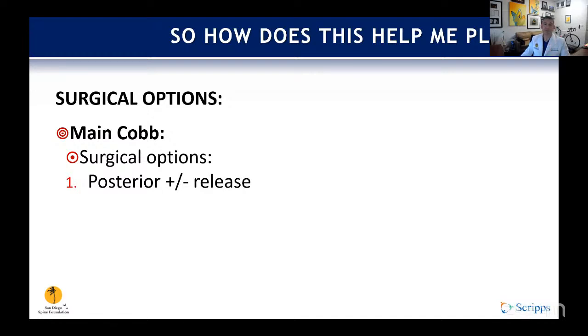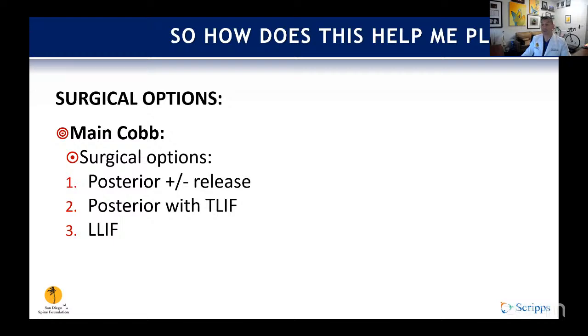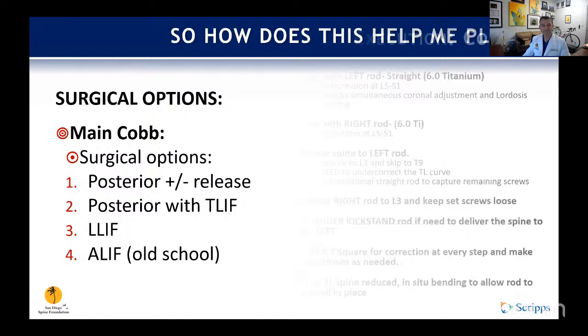I would say more commonly, these just need posterior releases. A lot of times they don't need anything from an interbody standpoint. Once you release the spine enough, you're able to position those bones in space. You can use things like TLIFs like we saw today as well. You can use laterals up here. It's usually this portion of the lumbar spine is very accessible from the lateral approach. Or if you want to go old school, you can do the shark bite A-lifts all the way up.